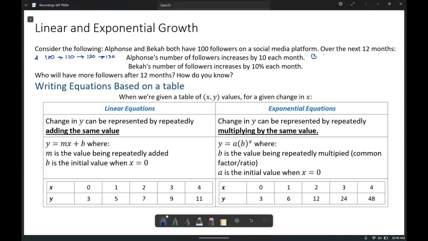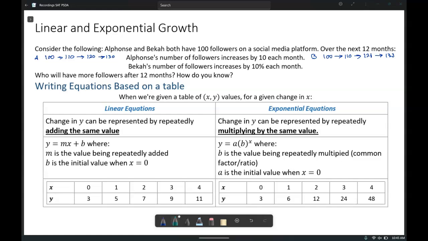Well, the first month, Becca's also going to have 100. And then she's going to have 10% more than that the next month. 10% of 100 is 10, so she has 110. And then the next month, she's going to have 10% of 110, so instead of adding 10, we're actually adding 11. And Becca's going to have 121 followers. And then that's going to continue. 10% of 121, we're looking at approximately 12, so we'd have approximately 133 followers. And so that's going to continue to increase at that rate.